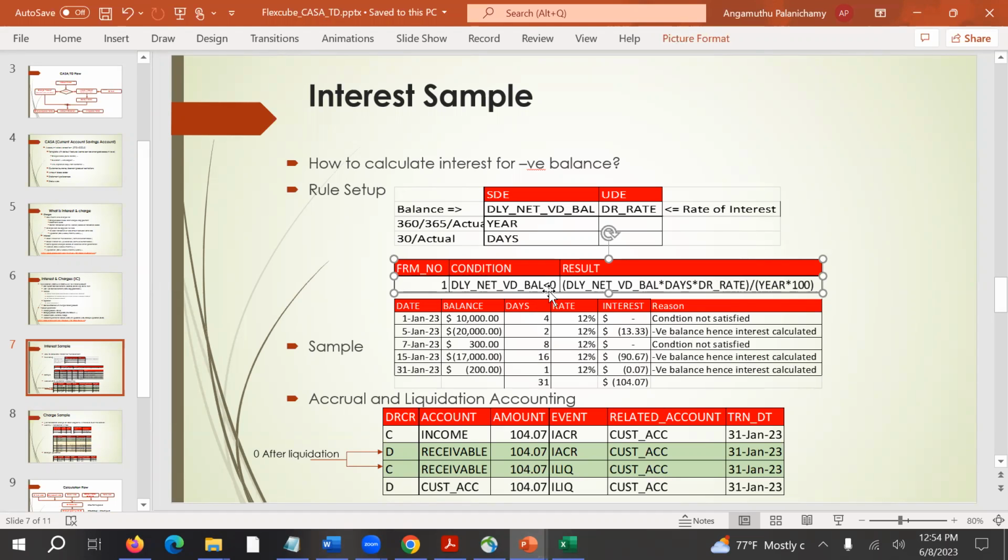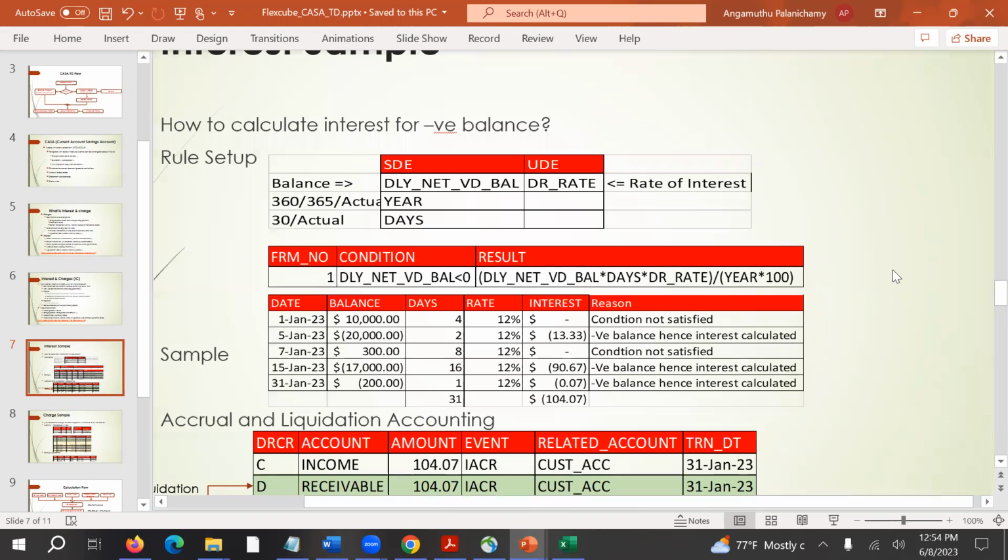Let's say for a current account, for credit balance, I want to give credit rate, credit interest. For debit balance, if I want to give debit interest, everything I can put as one rule itself. But two different formulas. One is the debit formula, second is the credit formula.